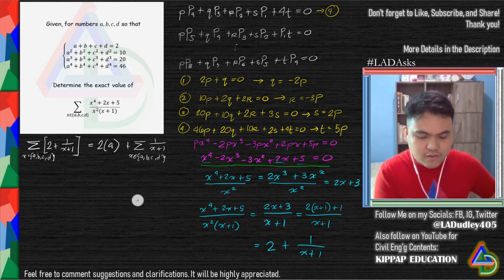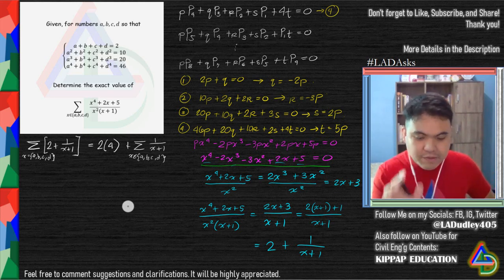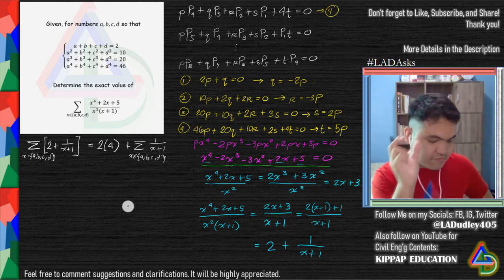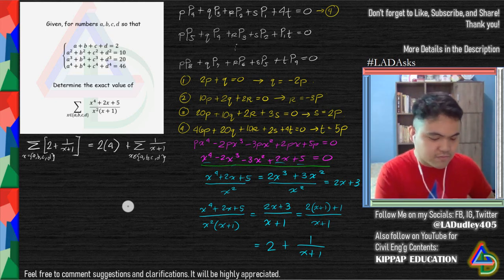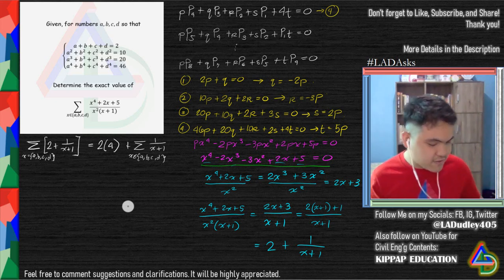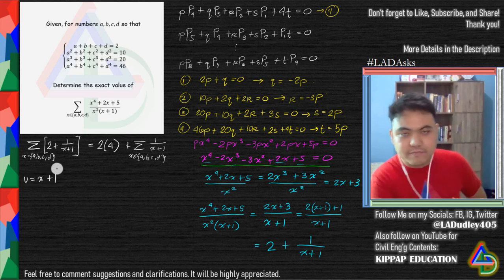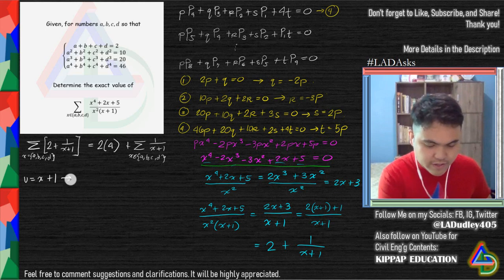Yan. So, para ma-solve natin itong 1 all over x plus 1, may shorter way tayo para ma-solve siya, though ang magpapahaba lang nito ay algebraic manipulation. No? So, let's have u is equal to x plus 1. So, solving for x here, we have u minus 1.